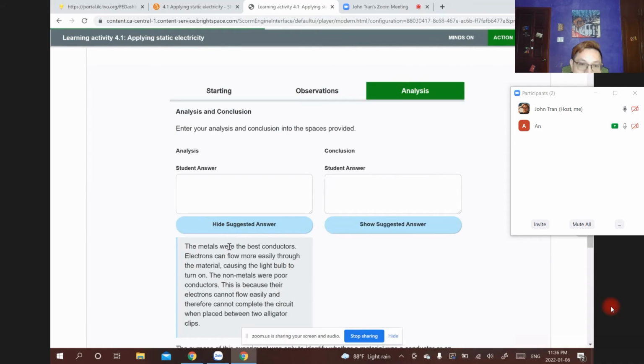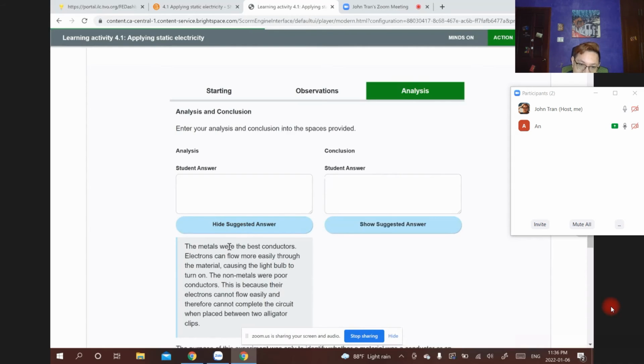Now, analysis and conclusion. Enter your analysis and conclusion in the space provided. The metals are one of the best conductors. Of course, they are the best conductors. Never touch a metal wire. That would be your worst mistake.